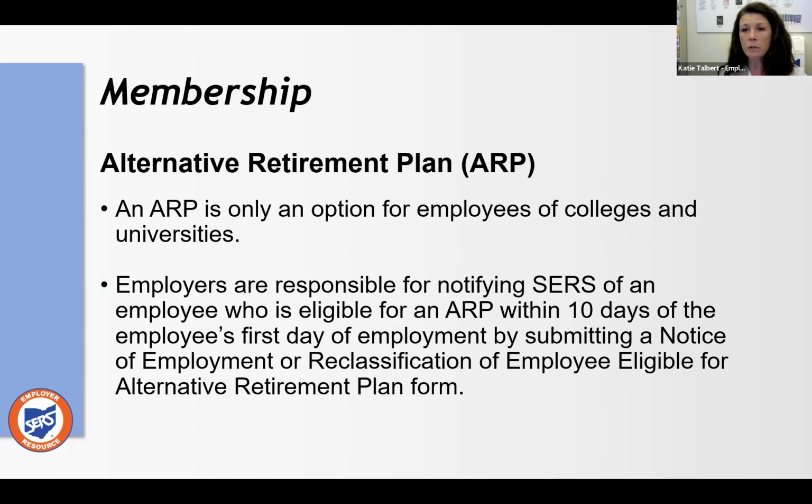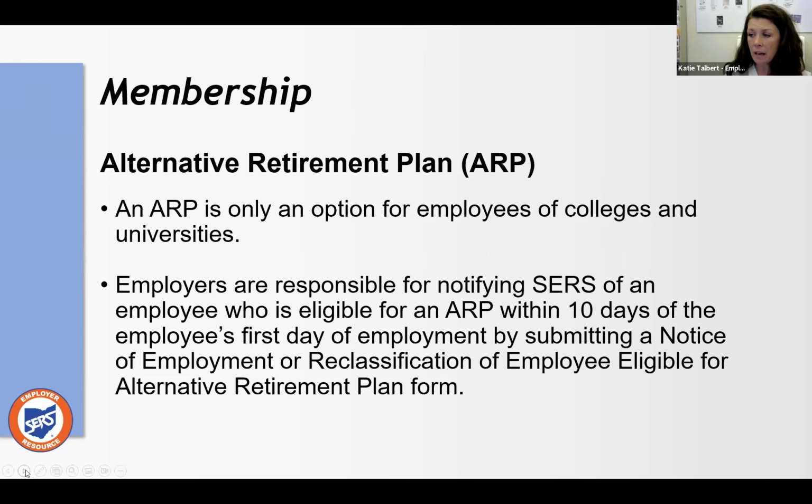Alternative retirement plans, or what we call ARPs. An ARP is only an option for employees of colleges and universities. Employers are responsible for notifying SERS of an employee who is eligible for an ARP within 10 days of the employee's first date of service. You would fill out a form called a Notice of Employment or Reclassification of Employee Eligible for Alternative Retirement Plan. This form is located on the employer page.